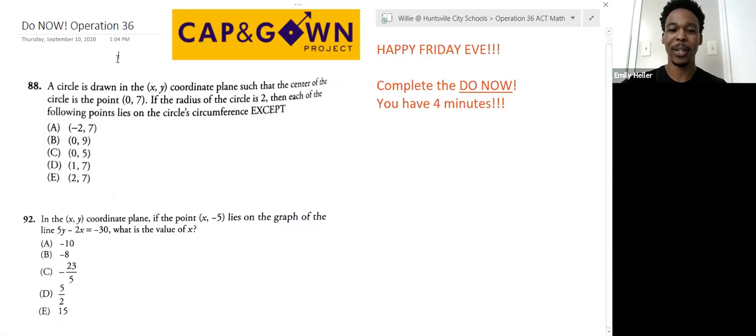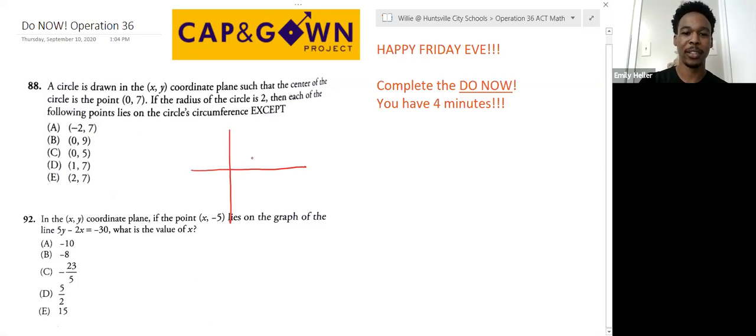As you can see, we are already in the coordinate plane. It says a circle is drawn in the XY coordinate plane. The center of that is at point (0, 7). If I'm having any issues, I'm just going to draw this. Here is (0, 7) right here. I'm going to call that 7. And I have a radius of 2, so 1, 2, and I have 1, 2, 1, 2.